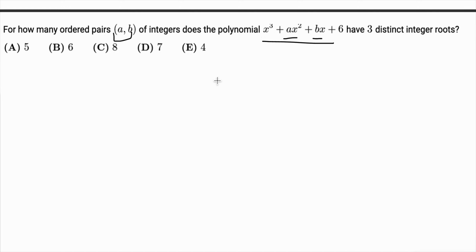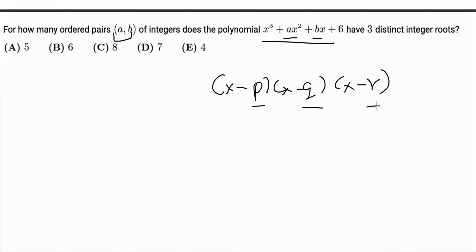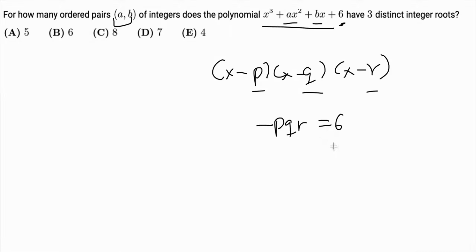If it has three distinct roots, that means it can be written as x minus p, x minus q, x minus r for three integers p, q, and r that are not equal. These are the roots. And if we actually expand this, we see that the last term is going to be negative pqr. So we get negative pqr equals 6. Let's just find p, q, and r that multiply to 6.